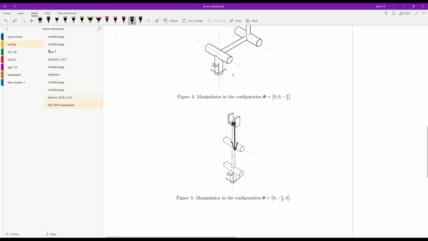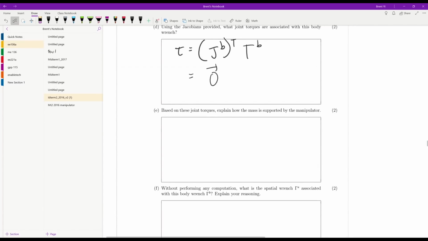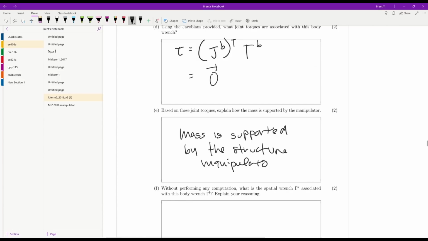Okay, and then, oh yeah, I guess I basically just answered part E. We can say that the mass is supported by the structure of the manipulator. It's almost as if we had this sort of rigid body that was just standing there with no joints, and we put a mass on top of it. It's the same idea. It doesn't require any torque or force to hold this mass up.